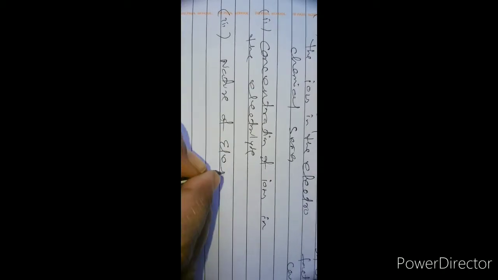Third one, what will it be? What is the nature of electrode? We will discuss now one by one. So relative position we will discuss. First one will be relative position of ions. So now let us see that one.